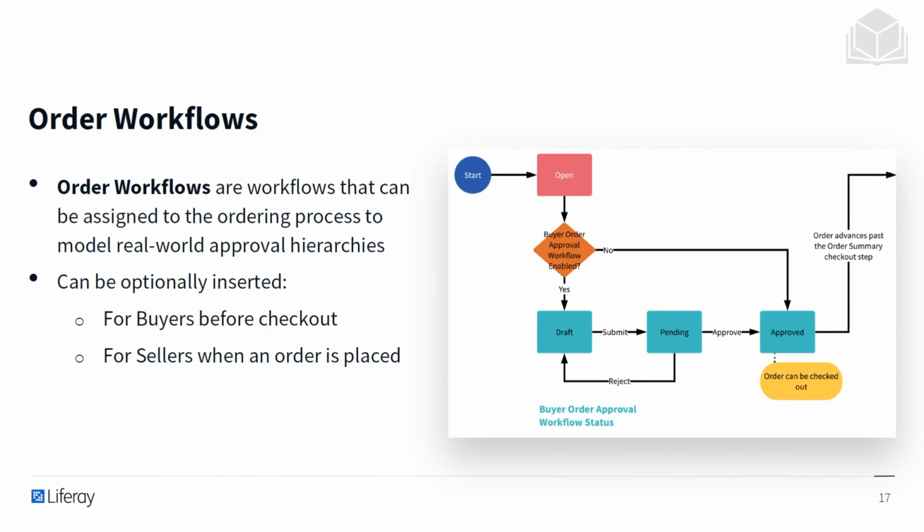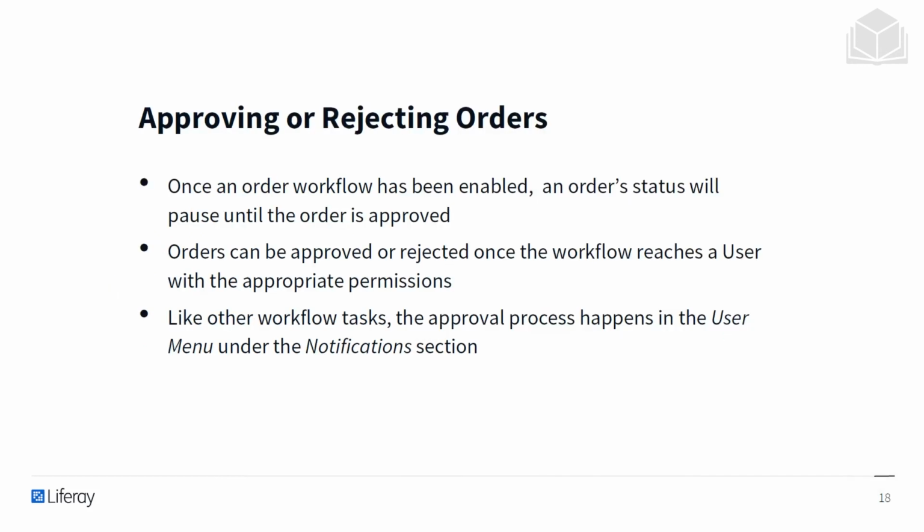And like we saw earlier in those examples, order workflows are workflows that can be assigned to the ordering process to model real-world approval hierarchies. They can be optionally inserted for buyers before checkout, as well as for sellers when an order is placed. So no matter what kind of product you have or warehousing situation, you'll be able to build something that reflects your current selling strategy. Let's talk about approving or rejecting orders as they're traveling along these life cycles and workflows.